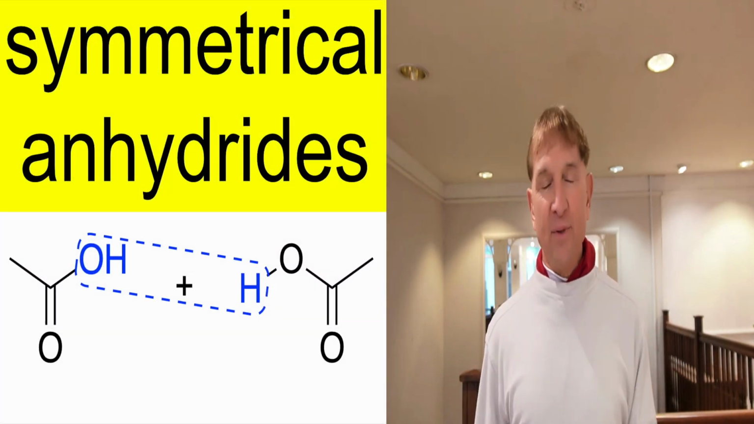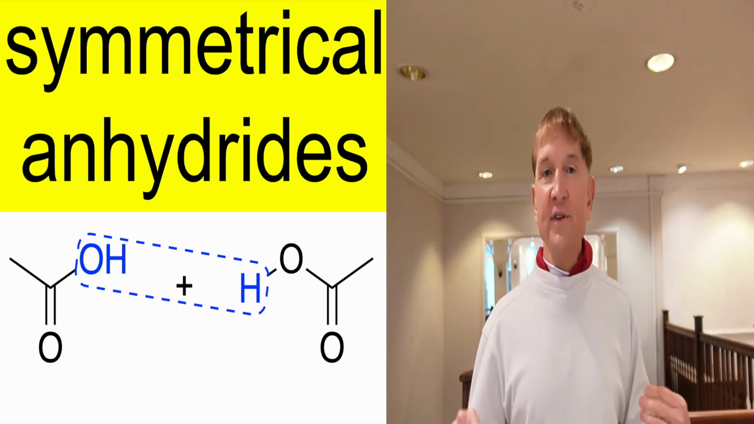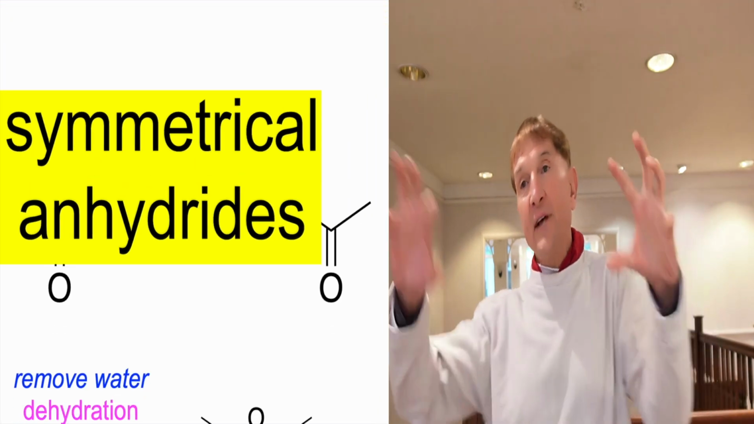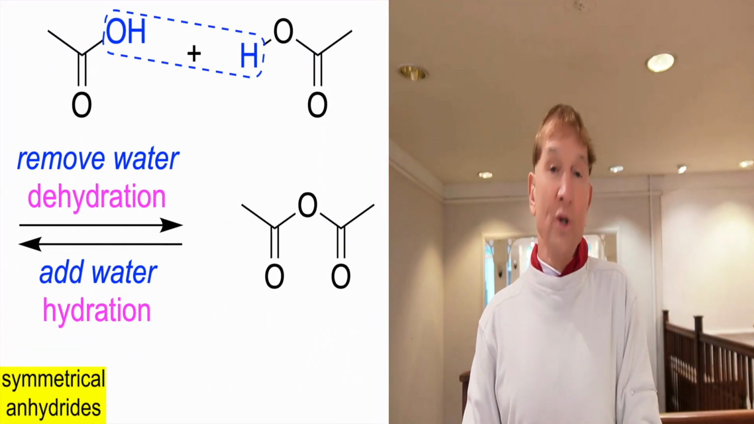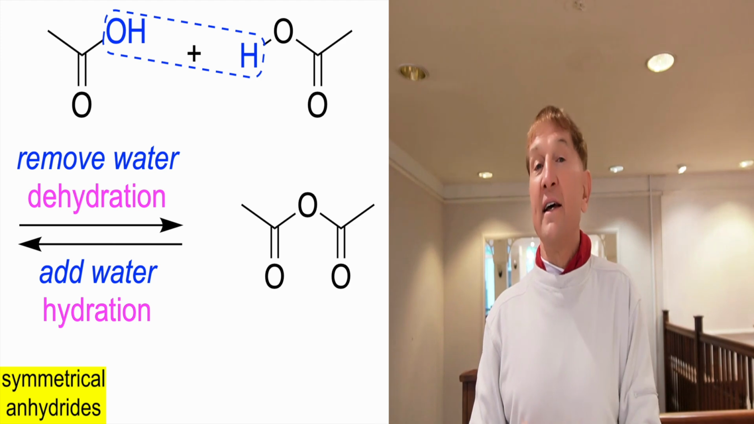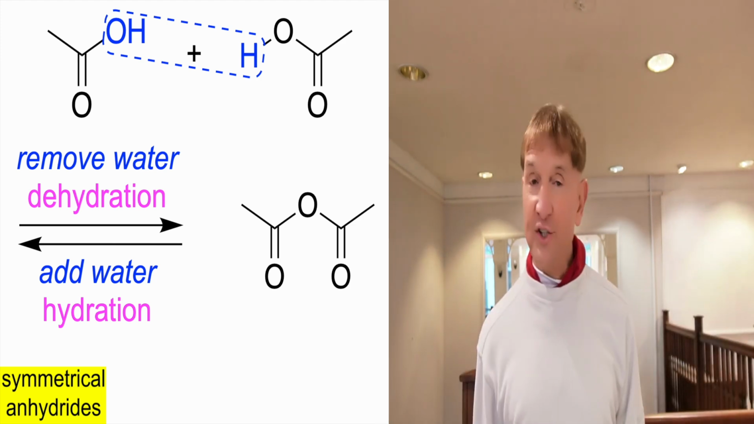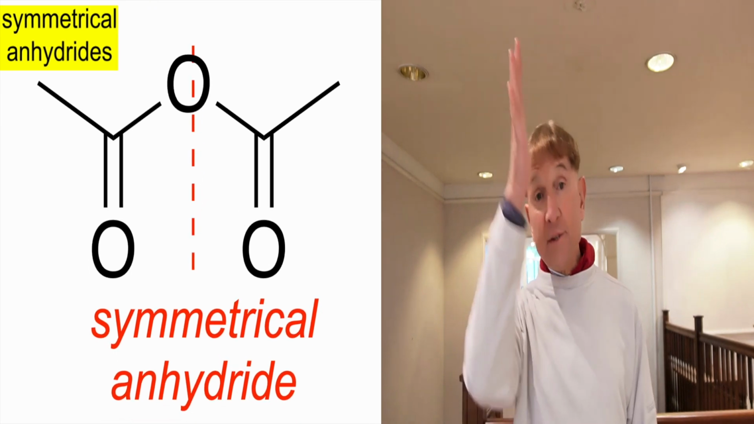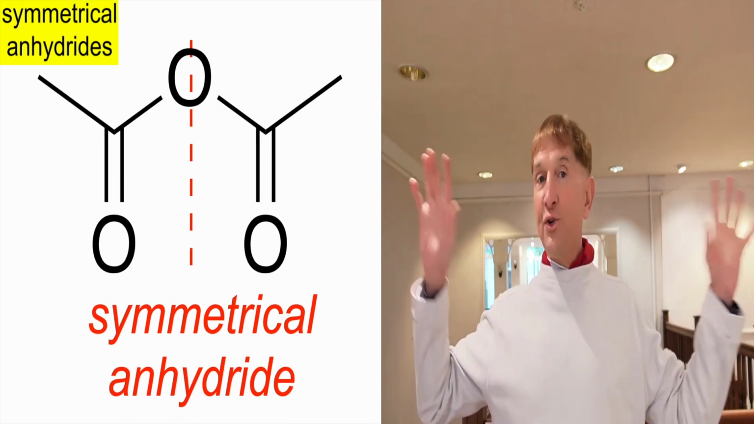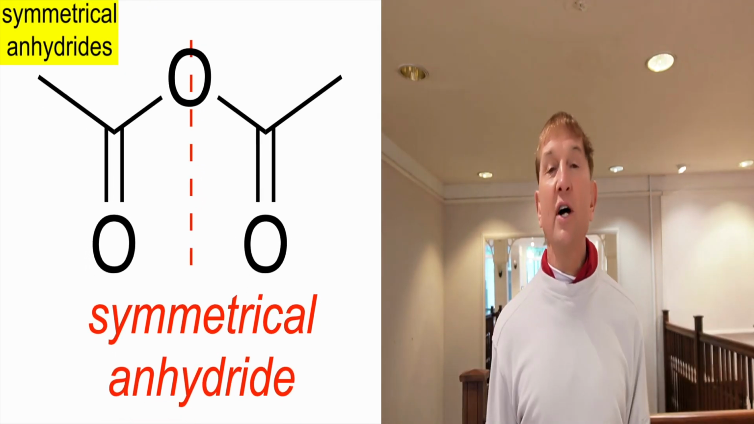Let's start simply. If I take two molecules of a carboxylic acid and somehow extract water from that, I get a symmetrical carboxylic acid anhydride. It's symmetrical because there's a plane of symmetry. The two substituents on the anhydride are the same.